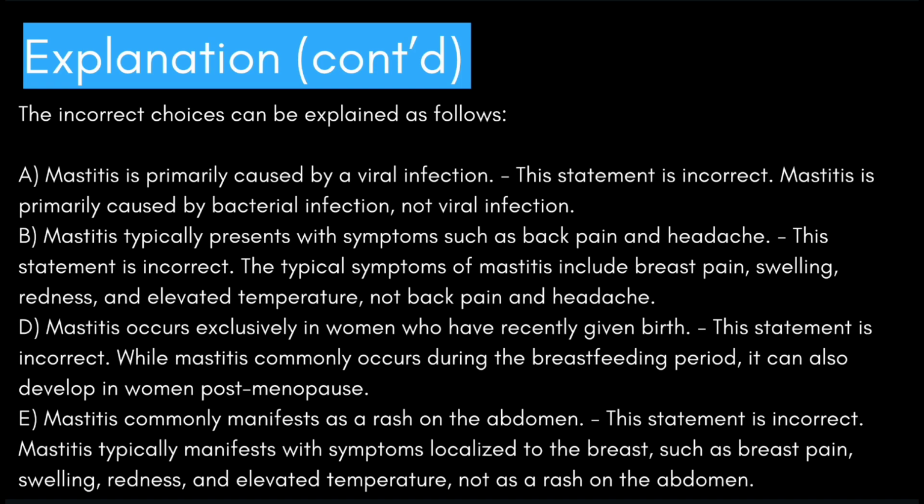and headache. Mastitis occurs exclusively in women who have recently given birth. This statement is incorrect. While mastitis commonly occurs during the breastfeeding period, it can also develop in women post-menopause. Mastitis commonly manifests as a rash on the abdomen. This statement is incorrect. Mastitis typically manifests with symptoms localized to the breast, such as breast pain, swelling, redness, and elevated temperature, not as a rash on the abdomen.